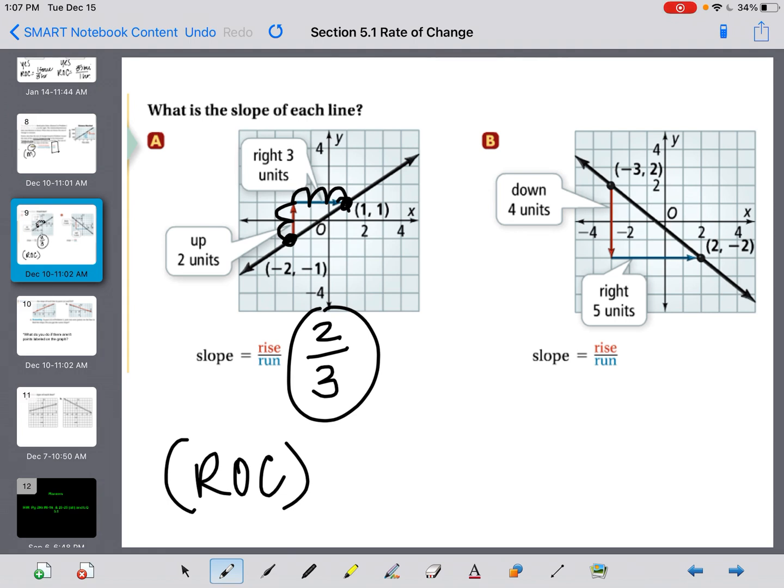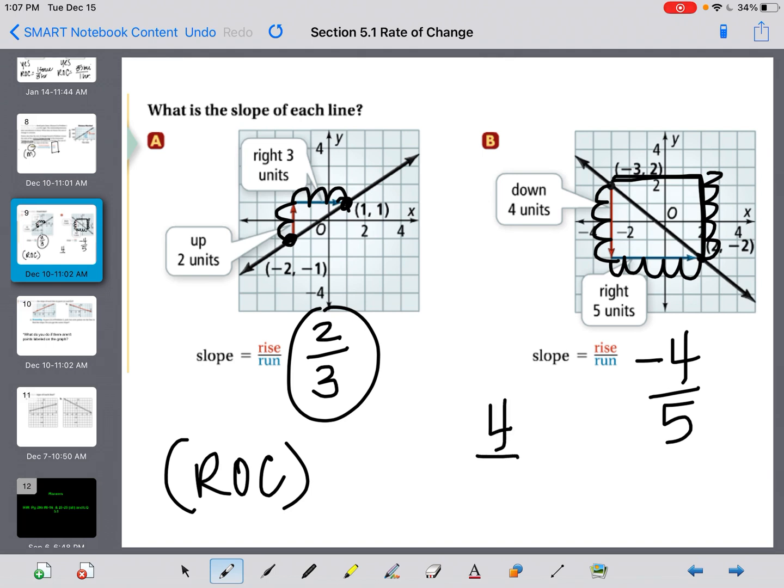Okay, for B, this one is going to be negative because the line is going down, and our rise is -4. Then our run is 5. Now, some of you maybe in your mind wouldn't have drawn it that way. Maybe you would have drawn it this way. That would have made our rise a positive number, but our run then would have been backwards, so that would have been negative. So either way, you're going to get a negative slope.